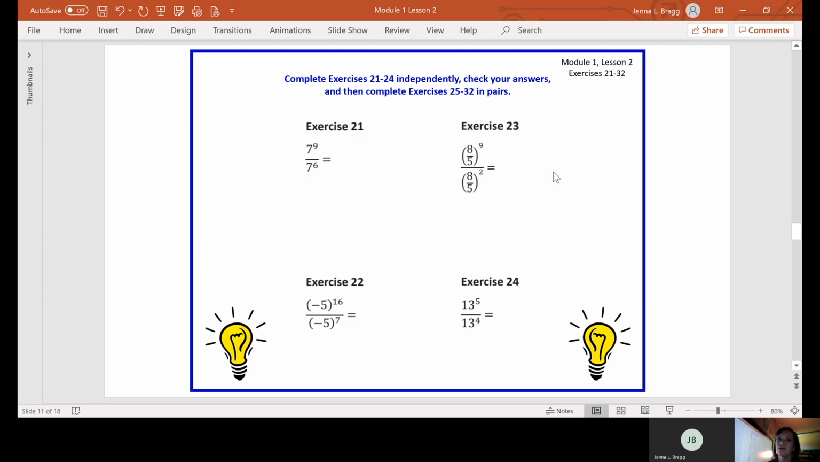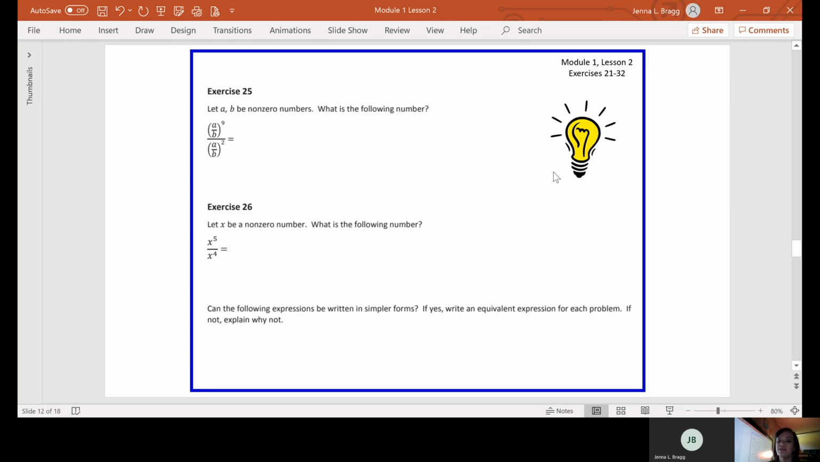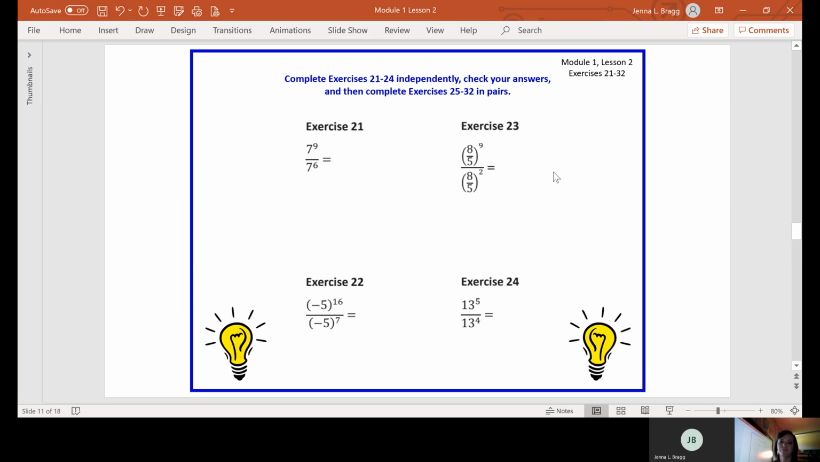I will pause here so that you can complete exercises 21 through 26. Exercise 21, I have a common base of 7. Subtract 9 minus 6. I end up with a final result of 7 to the 3rd power. My common base in 22 is -5. Subtract 16 minus 7. I end up with -5 to the 9th power.